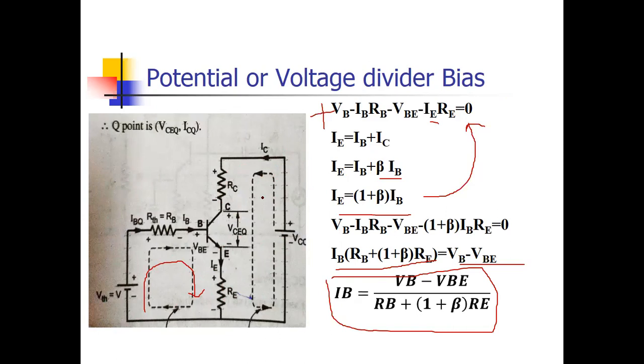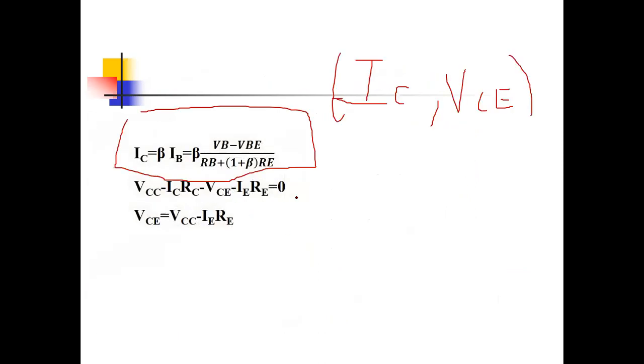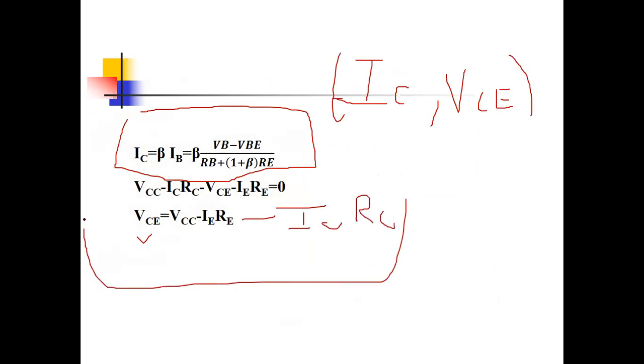On the right side, what will the equation be? The equation will be VCC minus IC RC minus VCE minus IE RE. Again listen, VCC minus IC RC, because the current through this is IC, minus VCE minus IE RE equals to 0. This equation is incomplete: VCC minus IE RE and minus IC RC also there. So this will be your equation of VCE. Okay, so this is the Q point.